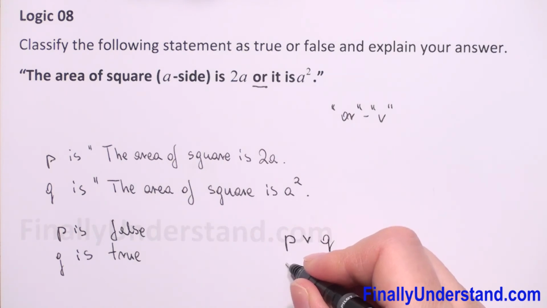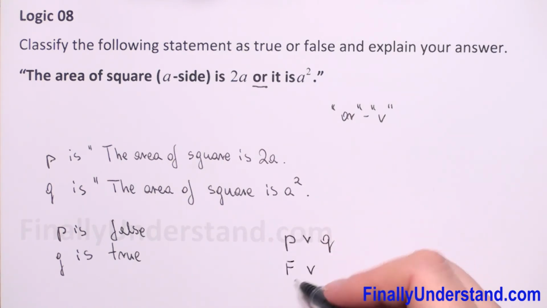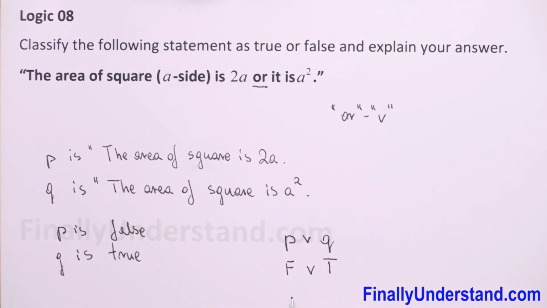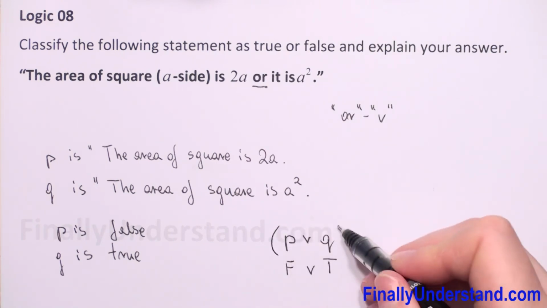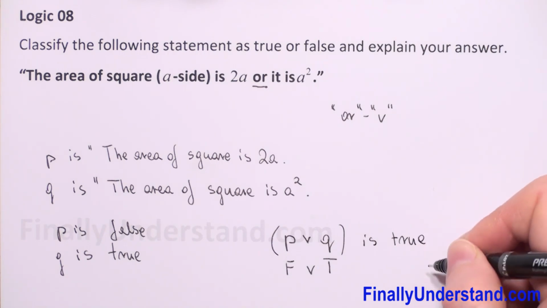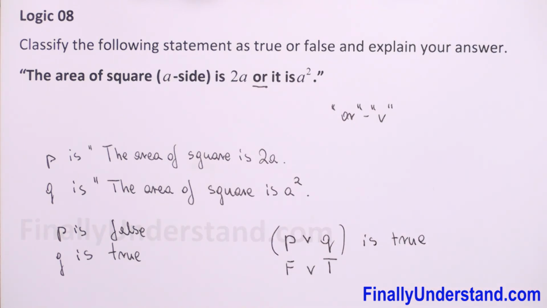So we have here disjunction P or Q. P is false. We have P or Q is true. And we know that disjunction is false only when both statements are false. In this example, one of the statements is true. So our disjunction will be true. This is my solution.